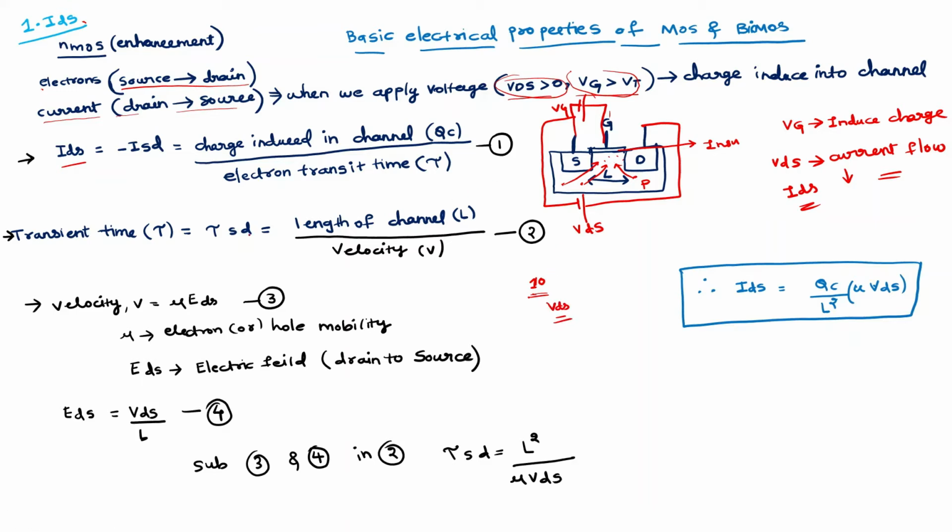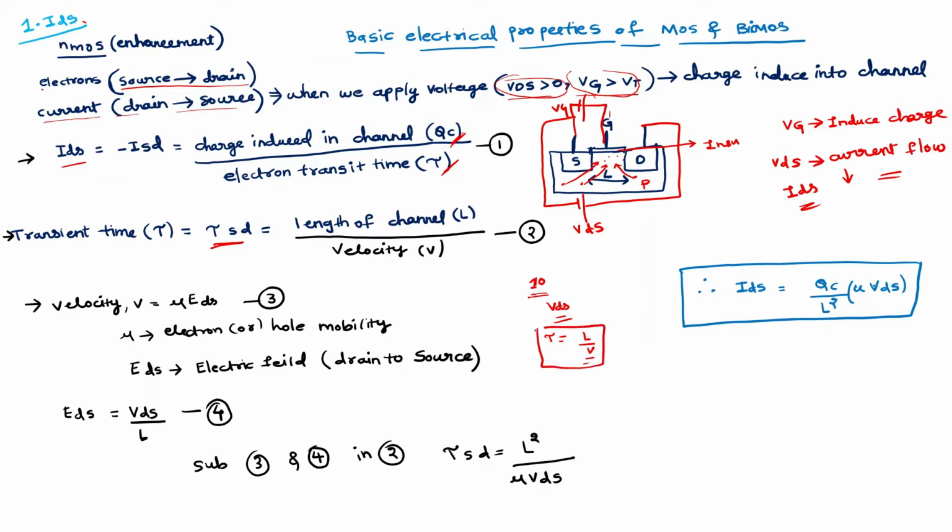QC is the charge accumulated, and it takes some time to transit from source to drain. That is known as transit time. Now we will find what this transit time is. Let's take it as tau SD, that equals the length of the channel divided by velocity. Here the length is the channel length, so how much time it is taking means the length divided by the velocity of that particular electron.